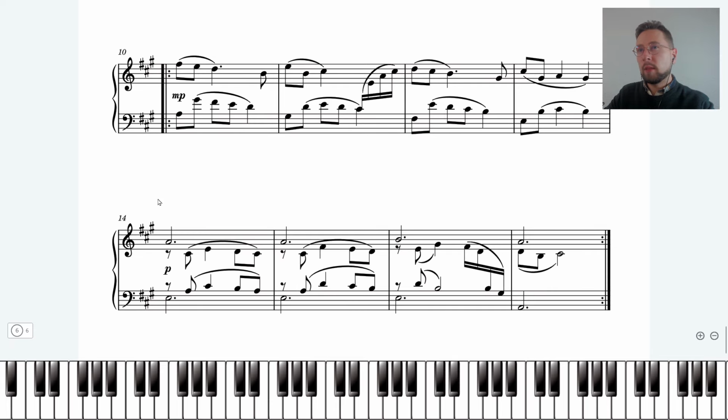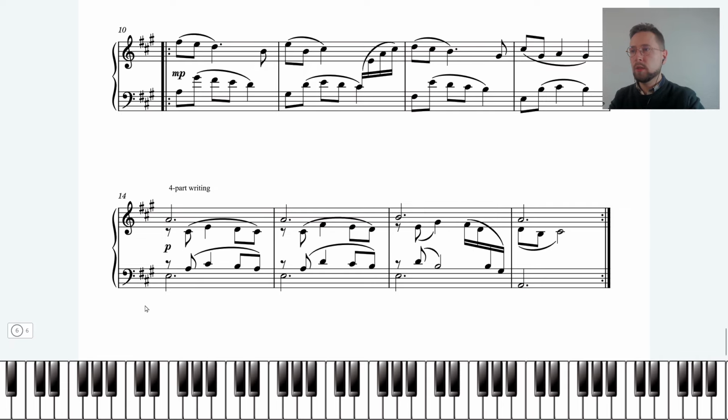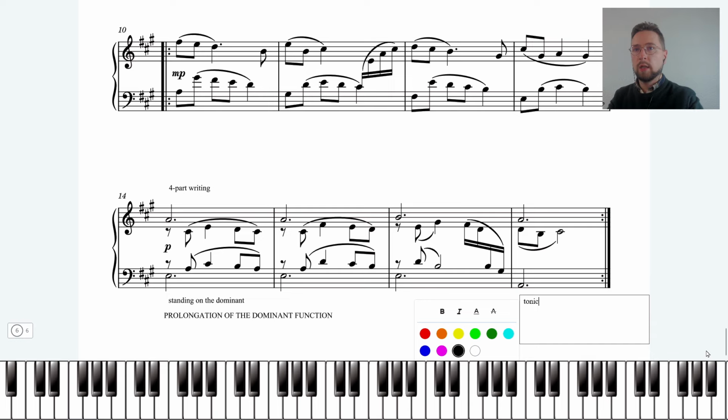And in the second half, we don't have a restatement of that, which is also normal. Not always should we have a restatement of it. But we do feature 4-part writing, which is quite unique. It's not very complicated in terms of the layout, but we have standing on the dominant, which consists of prolongation of the dominant function before it resolves to the tonic. So we have basically this extended feeling of the tonic.